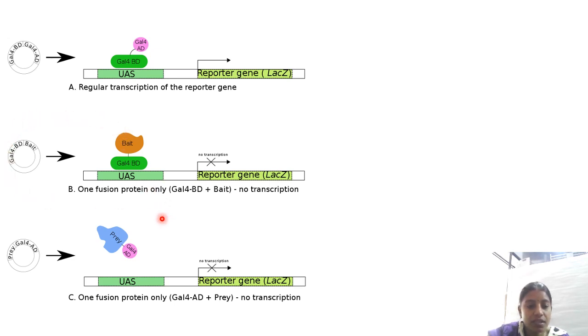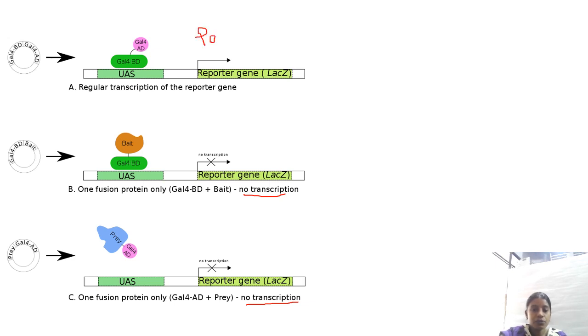In the second case, you can see the bait vector construct, which has only the Gal4 binding domain in it. This vector is also not going to result in LacZ transcription. So there won't be blue colonies, there would be only white colonies. The other case is where there is only prey, that is only the activation domain. So there also, no transcription.